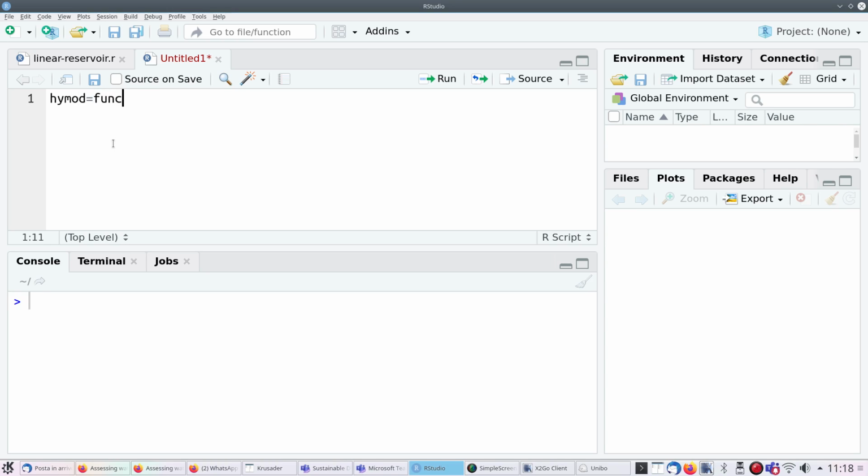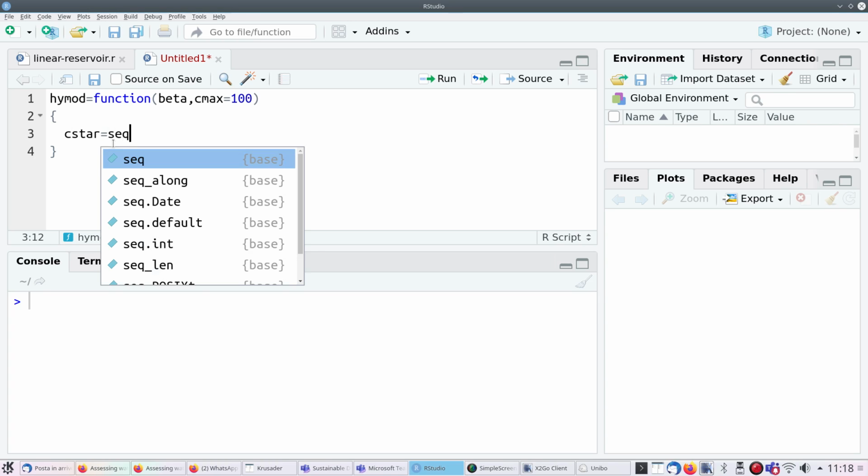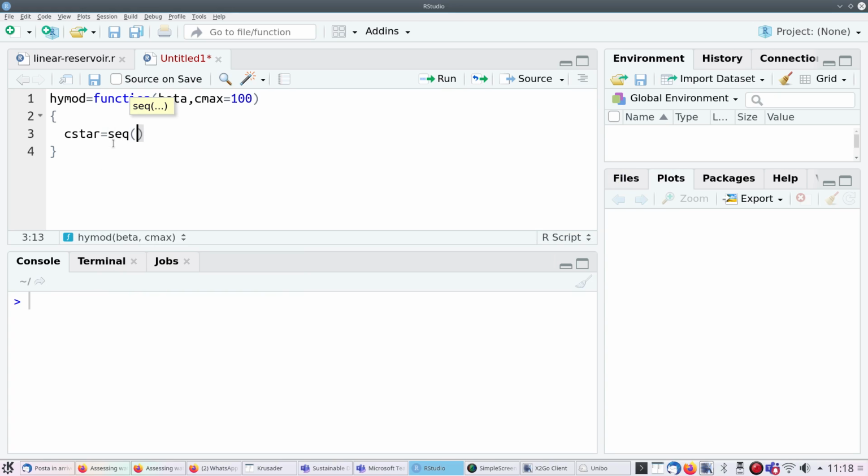equal function. If you have any problem, write on the chat, please. iMode function. So I need to define beta and Cmax, but for Cmax, let's write 100, whatever it is, it's not a problem for us. And I think this is everything I need. Let me open the curly bracket. Good. And now we need to define a vector for C star. So C star equal, let's say, sequence from 0 to Cmax, 0.1. Okay. This is my C star.